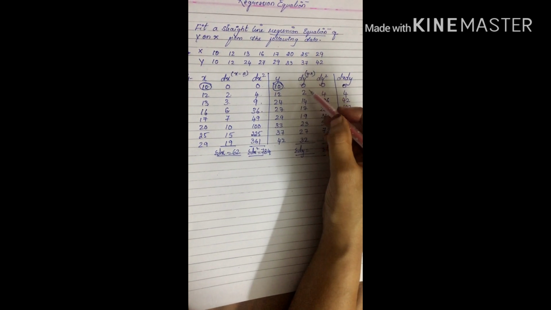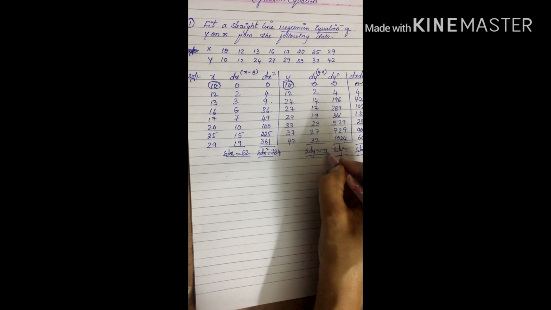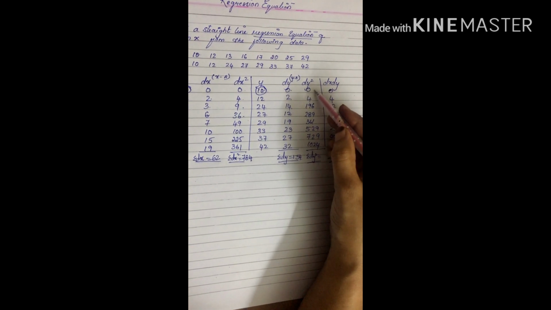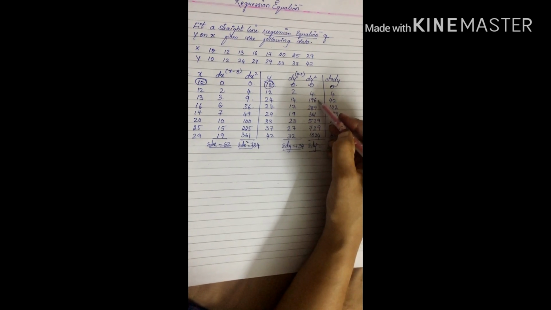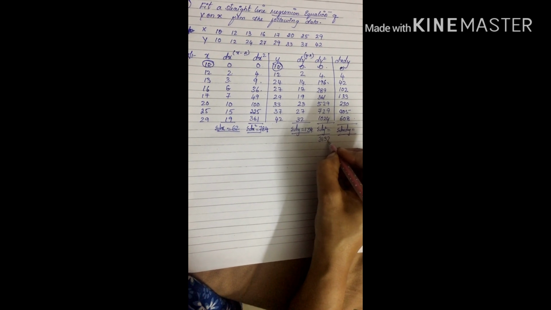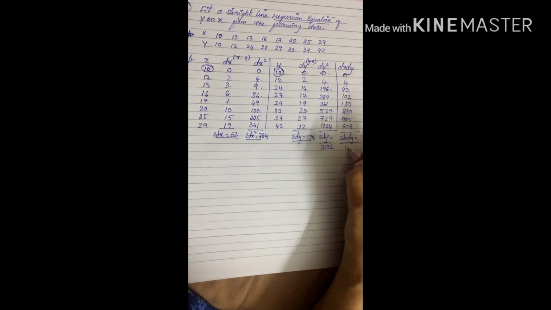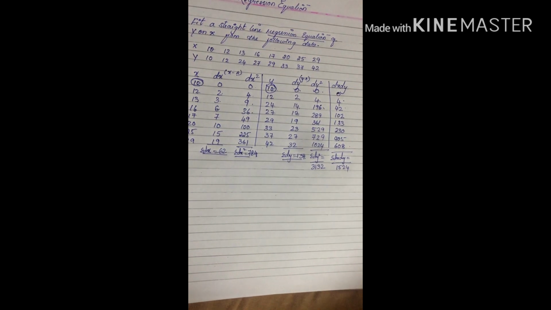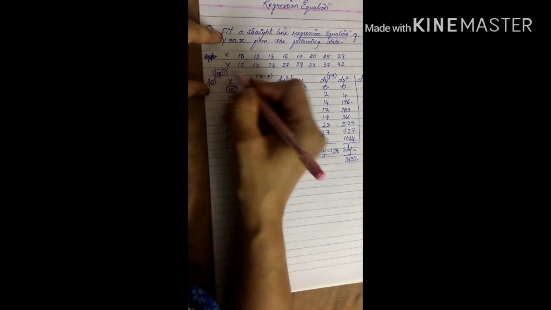Then sigma dy: 0 plus 2 plus 14 plus 17, it's 134. Then dy square: 0 plus 4 plus 196, it comes up to 3132. Dx dy comes up to 1524. Add all this: 4 plus 42 plus 102 plus 133, all okay, 1524. This is the first step. Now you can make these as working notes.